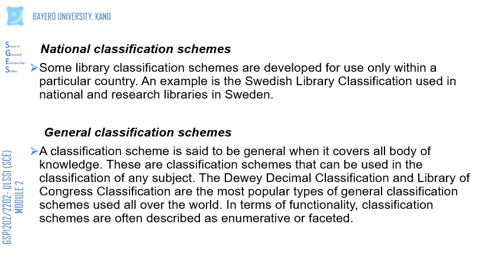We also have the general classification scheme, which is said to be general when it covers all bodies of knowledge. These are classification schemes that can be used for the collection of any library subject. We have the Dewey Decimal Classification and the Library of Congress Classification scheme, which are the most popular types of general classification scheme used all over the world. In terms of functionality, classification schemes are often described as enumerative or faceted.